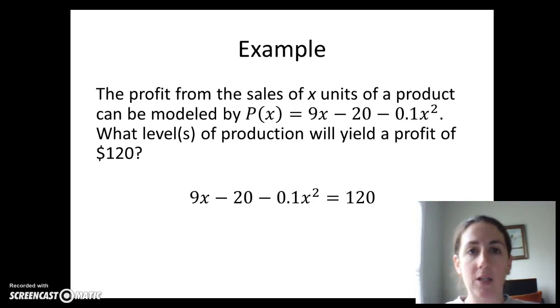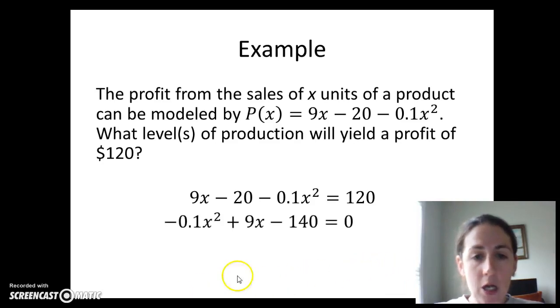Now I'm going to put it in general form. Get everything on one side of the equal sign, 0 on the other, one x squared term, one x term, one no-x term. And I'm going to go ahead and put it in descending order. So when I subtract the 120 from both sides, I get the negative 140, but in descending order, negative 0.1x squared plus 9x minus 140 equals 0.